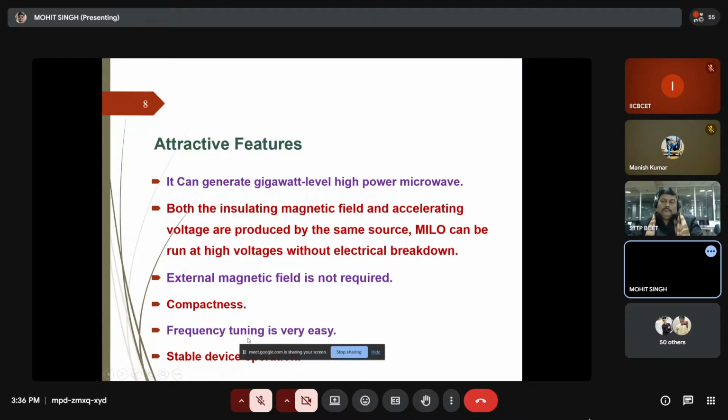Another feature is that frequency tuning is very easy, because the frequency is completely decided by the depth of the disc. If I change the depth of the disc, the frequency will change. That's why frequency tuning is very easy here. And it is a very stable device, meaning once it is designed, it can operate for a number of repetitions.